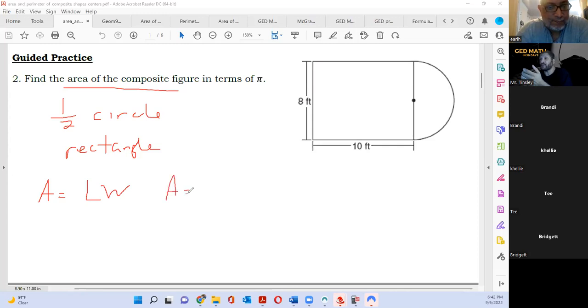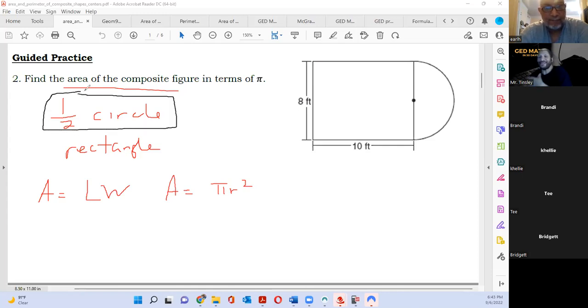How do you find the area of a circle? Pi r squared. Do we need an entire circle? No, we only need half. So if we only need half, what are we going to divide this amount by? 1/2. By what number? Not 6, and not pi 3.14.